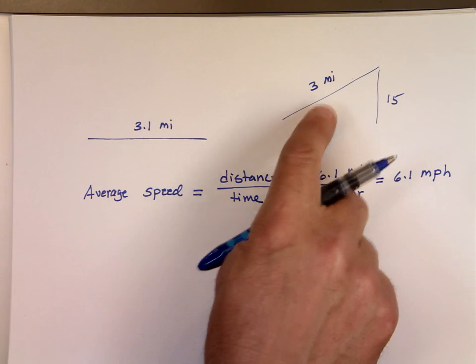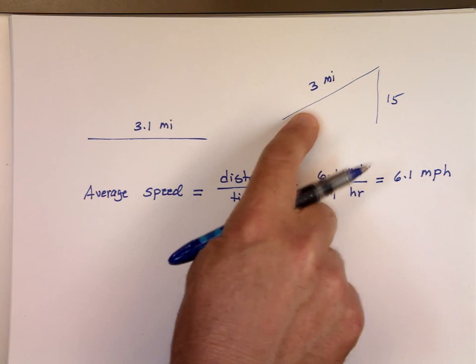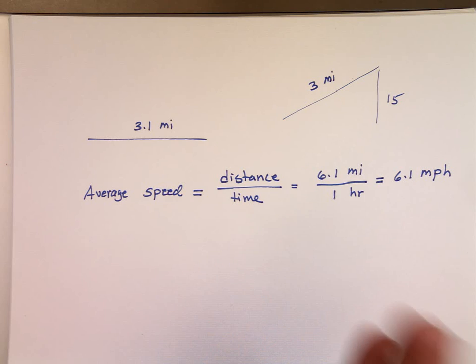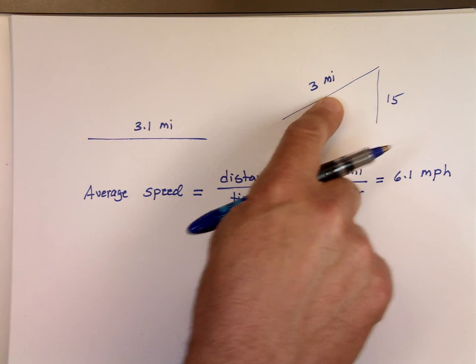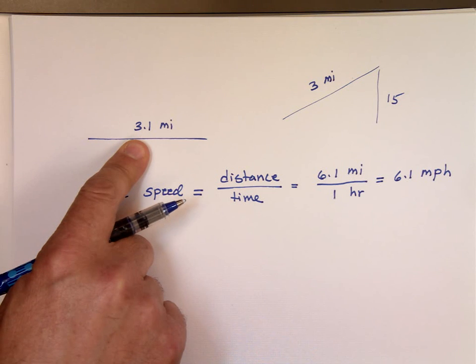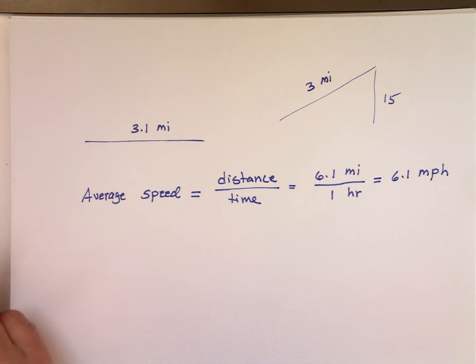It probably took me 40 or 45 minutes to do this one, and 15 minutes to do that one. But as an average speed, that's the result. So that's the definition of average speed.